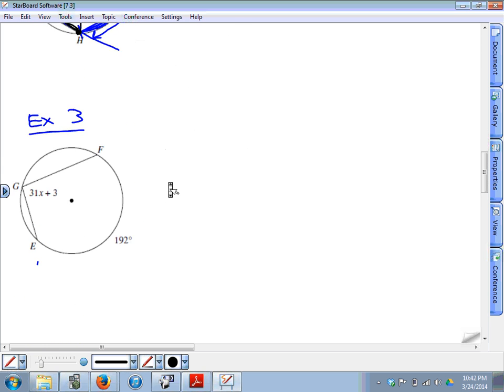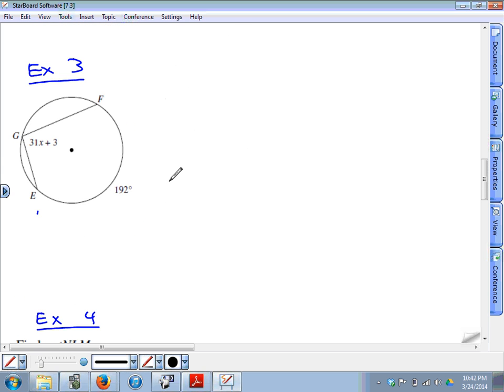Example 3. Take a minute here and sketch that circle. This one, in comparison to the others we've been doing, is much easier. Not nearly as involved.